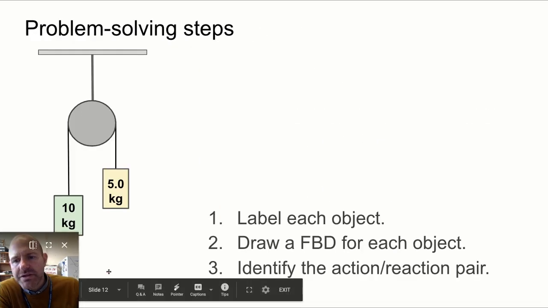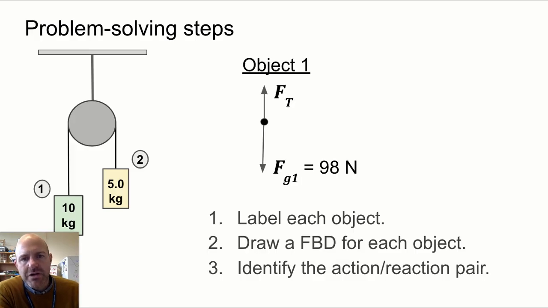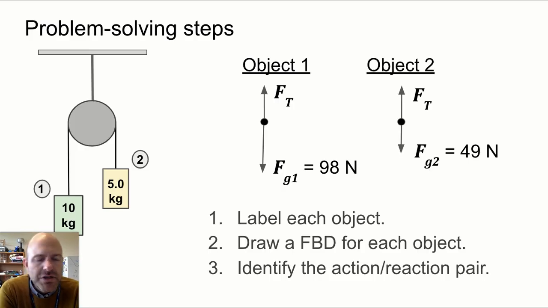We can put all this together to actually solve a problem. For example, we have a 10 kilogram mass and a 5 kilogram mass here. If we're going to solve for the acceleration and all the forces involved, we need to be able to identify our objects. So the first thing to do is label those objects, 1 and 2. Then we want to draw a free body diagram for each of them. Object 1 has tension up and the force of gravity down, about 100 newtons. Object 2 has a force of tension up and the force of gravity down, about 50 newtons.